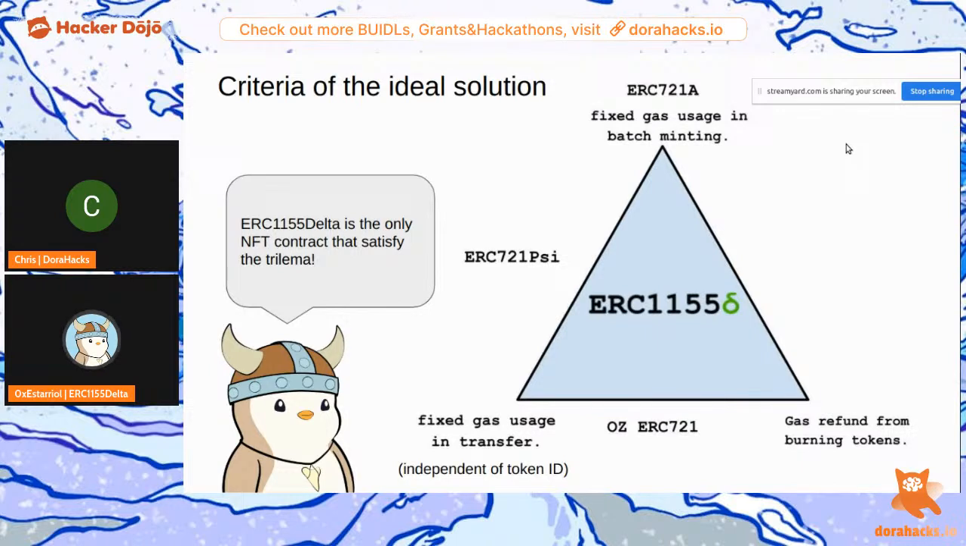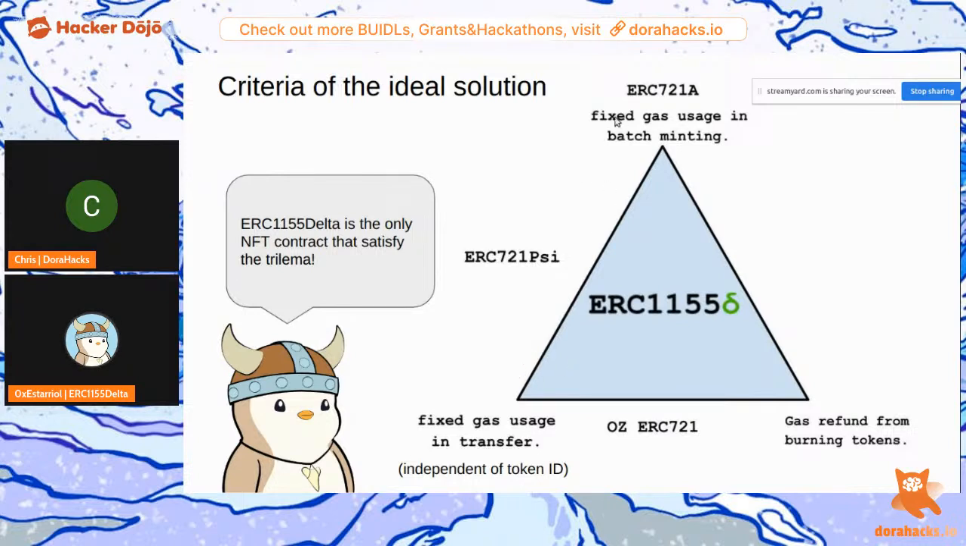The second one is that the gas usage should be independent of the token ID you want to transfer. This is an issue for ERC 721A and ERC 721 SAI, which is one of our previous works. It improves on this by using a fast indexing algorithm to solve this issue.